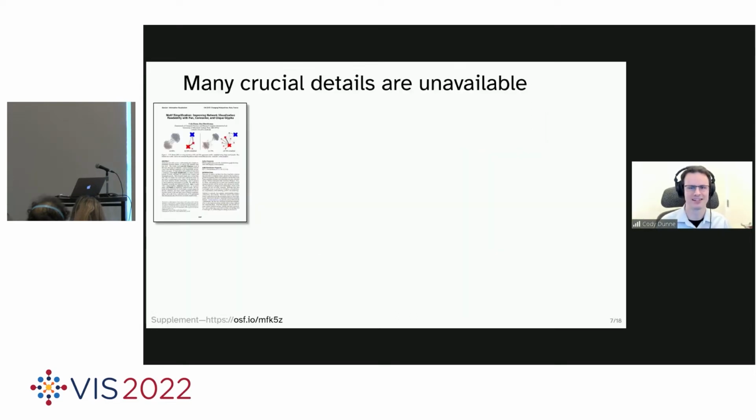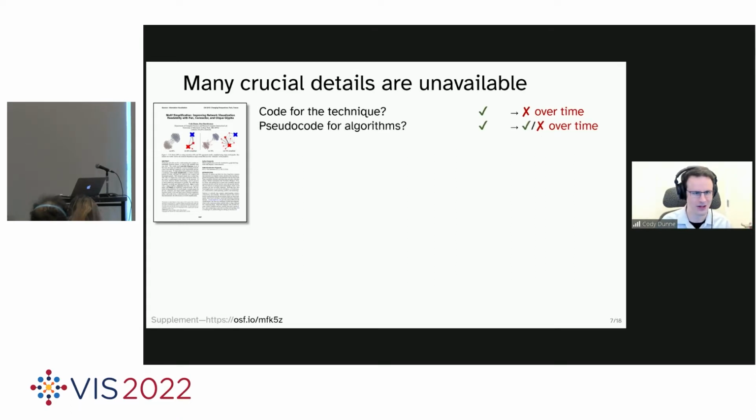If I dig into the rest of the paper, it turns out there's a lot of crucial details that are unavailable for anyone who wants to try to recreate this work, anyone who wants to try to extend it or test it. The code for the technique is gone now with CodePlex not being around. The pseudocode you could still find on a tech report on the University of Maryland's website, but I don't know how long that's going to survive. The data for the case studies in the paper, one of them was originally provided, but that link's broken.